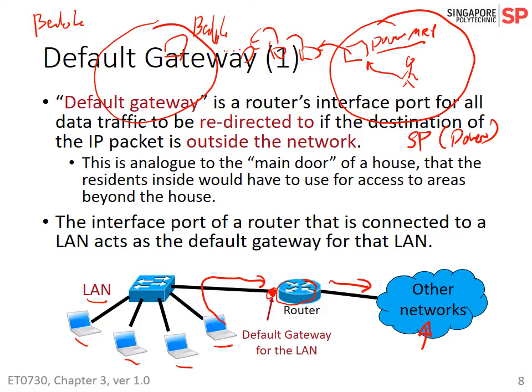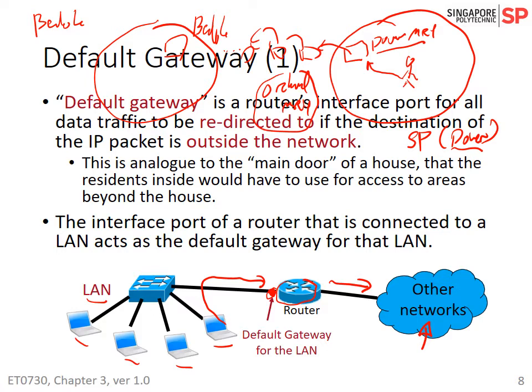But I cannot tell you that to go out of your SP, to go out of Dover, go to, for example, Orchard MRT. I cannot tell you your default gateway is Orchard MRT because in the first place, you can't even get out of Dover to go to Orchard. You need to know where is the default gateway inside the Dover area, which is the Dover MRT. You need to know where it is before you can get out and go to other places.